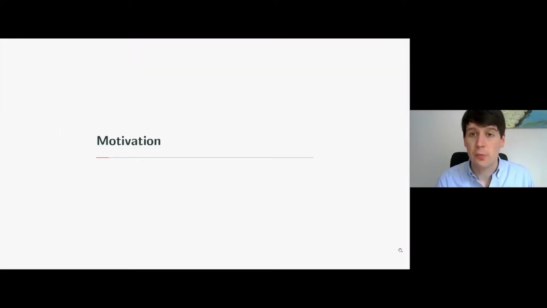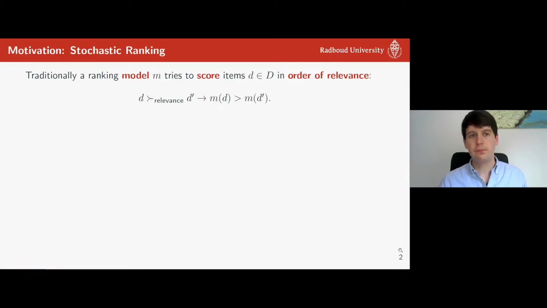Right, so I want to start with the motivation. Why did we choose to optimize a stochastic probabilistic model and not a deterministic model? After all, deterministic models are the way that we used to do ranking, and it's still the way that you see ranking in many places.